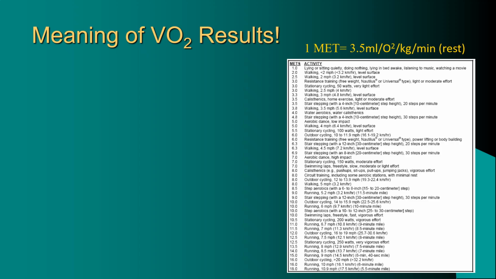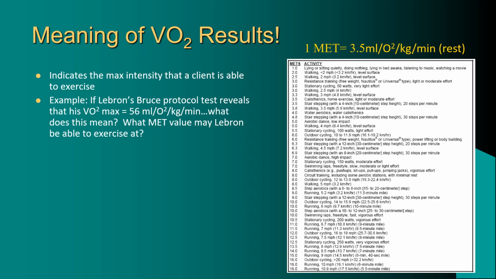Someone who is in better cardiovascular shape can actually utilize more of that oxygen, meaning that they can maintain their aerobic oxidative state longer than someone who cannot. So it helps with everyday life. The higher your VO2 is, the better. So it indicates the max intensity that an individual is able to exercise. So let's suppose we have LeBron's Bruce protocol test, and it reveals that his VO2 max is 56 milliliters of oxygen per kilogram of body weight per minute.